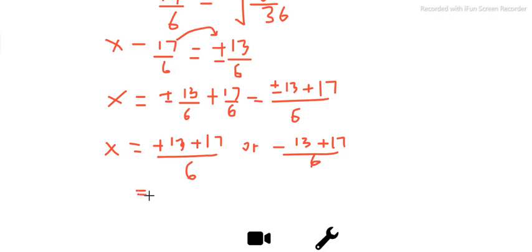Plus 13 plus 17 will give us 30 divided by 6, which gives us 5. Or minus 13 plus 17 is 4, so 4 over 6. When you reduce it, that is the same thing as 2 over 3. So the roots of the quadratic equation are 5 or 2 over 3. I hope you understand that. So we continue with quadratic equation in the next video.